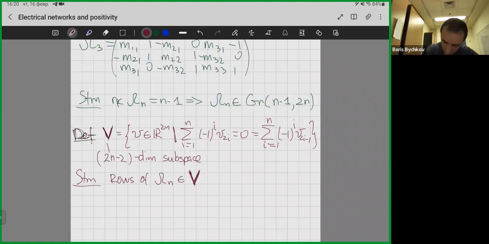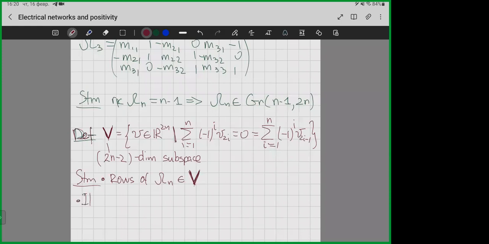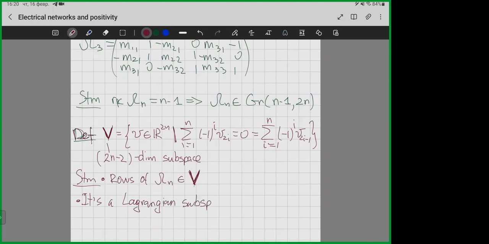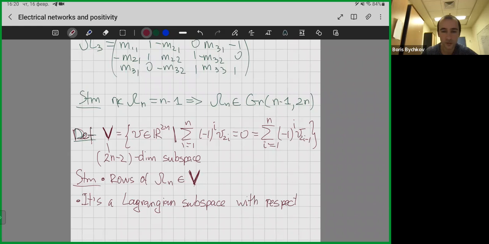This subspace is inheriting this form. Yeah. If you use canonical coordinates, Lagrangian means symmetric. It's more or less equivalent. So I mean it's Lagrangian.